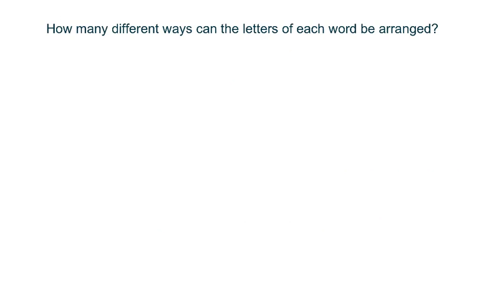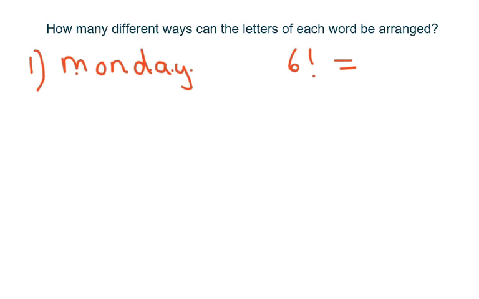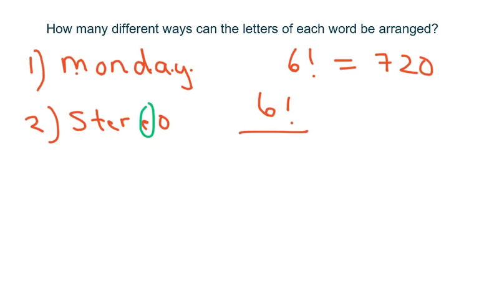Next, we're just going to do some words. We already did mom, so let's do Monday. We have 1, 2, 3, 4, 5, 6 objects total, 6 letters in this case, but all of them are distinguishable. So we're not going to divide, and our total is just 720. Okay, the next word we have is stereo. We have a total of 6 again, but our E's are identical. So we're going to divide by 2 factorial, and your number is going to be 360.